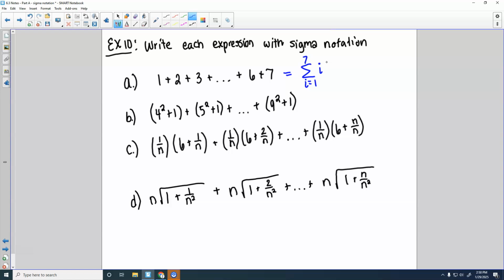Okay. The key to doing these problems, A is pretty straightforward. The key to doing these problems is to look at what is changing. So like if we look at B, actually, I shouldn't even highlight that square right there. The only thing that's changing is the 4, 5, and then it ends up at 9. Right? That's what's changing. That needs to be your variable. So my equation that I'm going to have here is going to be I squared plus 1. And then for this one, do I start at 1? I start at 4 instead. Where do I end? 9.